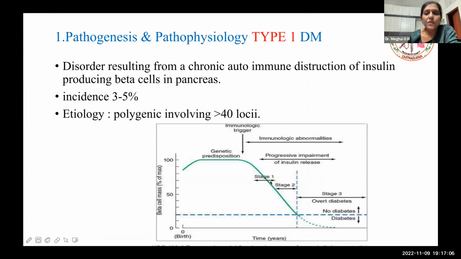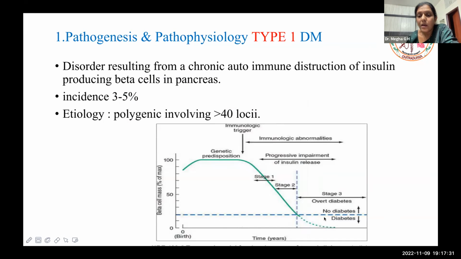Coming to the pathogenesis and pathophysiology of type 1 diabetes, this is a disorder resulting from a chronic autoimmune destruction of insulin-producing beta cells in the pancreas. It is around 3 to 5% in incidence, polygenic in nature, involving more than 40 loci. This is a temporal model which lets us know about the time course of the disease and the beta cell destruction. So you can see the genetic predisposition and the immunological trigger will lead to beta cell destruction.